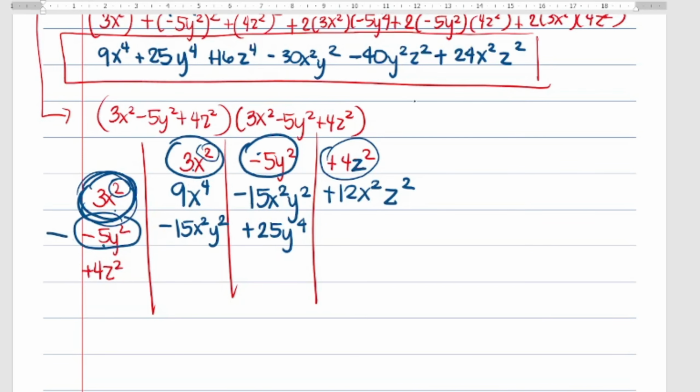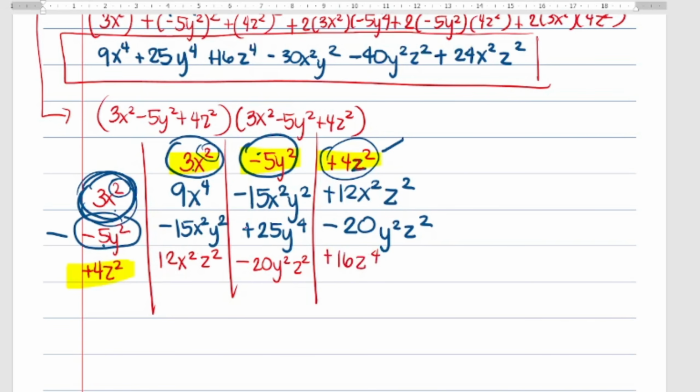Then negative 5y squared times positive 4z squared is negative 20y squared z squared. So we're done with the second row. Now let's proceed to the third one. 4z squared times 3x squared, that's 12x squared z squared. Next, 4z squared times negative 5y squared, that's negative 20y squared z squared. And the last one, we've got 4z squared times 4z squared, that's positive 16z raised to 4. I'm sorry.